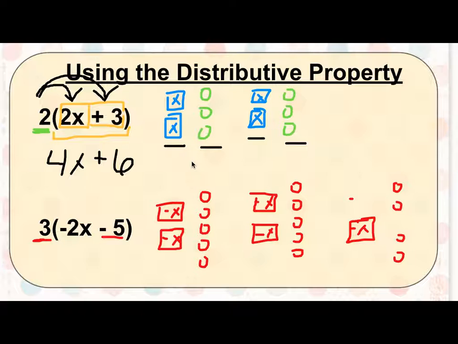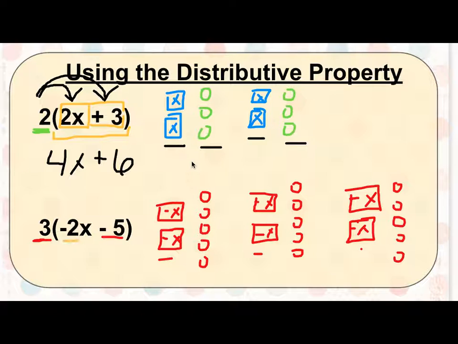Okay, so when I look at that, well, how many x's do I really have? I have 2, 4, 6, and I have 15 negative chips. Well, that's really what's going on here.